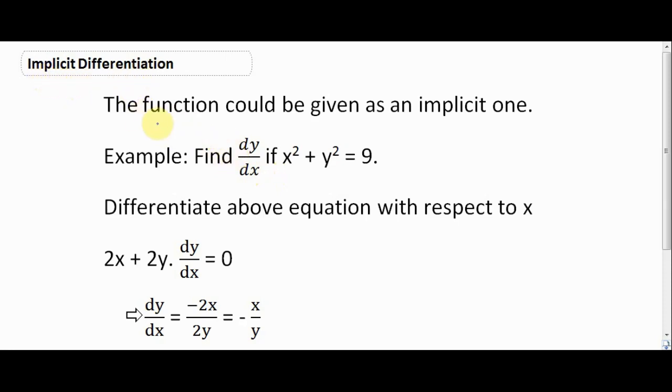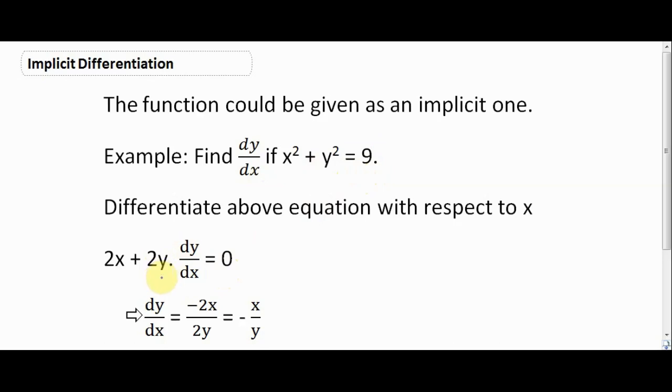So in some cases the function could be given as an implicit one. For example, find dy by dx if x square plus y square is equal to 9. So in this case what we have to do is we have to differentiate both left hand side and right hand side with respect to x, and we have to find out dy by dx. So when you differentiate the first term, that is x square, we will get it as 2x, and when you differentiate the second term, that is y square, you will get it as 2y into dy by dx, and when you differentiate the term on right hand side, we will get 0 because it's a constant.